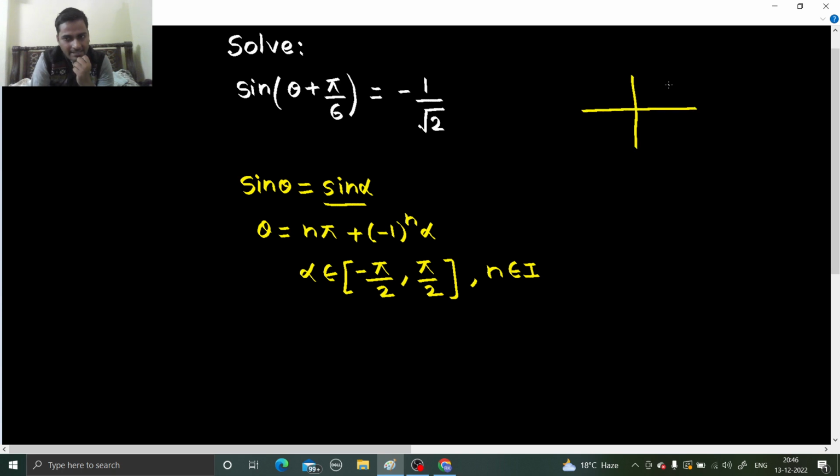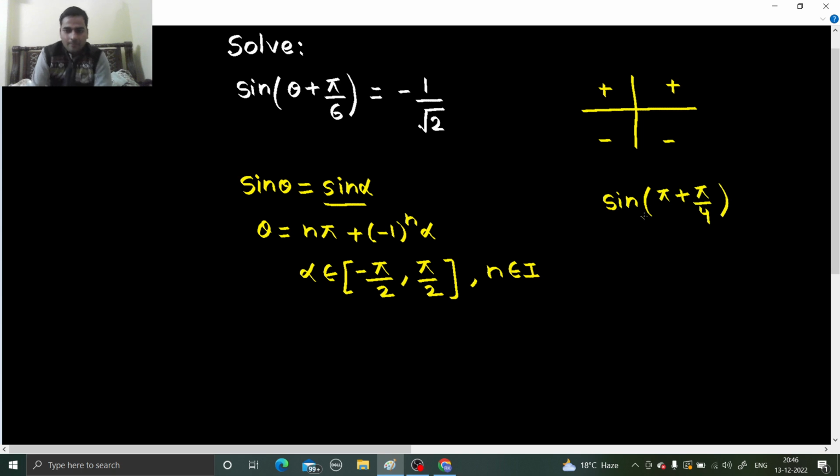If you see, in the first quadrant all trigonometric ratios are positive. In the second also, sine and cosec are positive. But in the third and fourth, sine is negative. So we need to find such a value in which sine is equal to negative of 1 by root 2. But when is sine 1 by root 2? At 45 degrees. Okay, so if we write like this, sine of pi plus pi by 4.